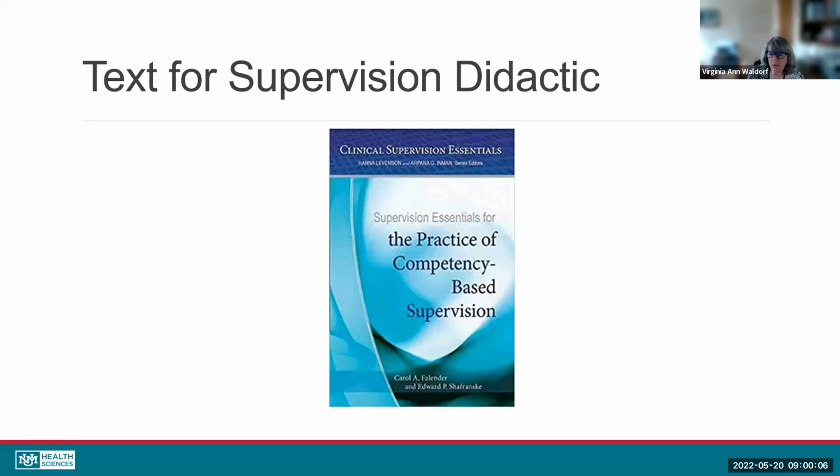I have done it now 3 years by myself, which is a lot of me time for the learners. And I am delighted that Peggy McLean has graciously accepted a co-leader position with me. So I'm really looking forward to having Peggy be an integral part of the didactic beginning in, I think, August.